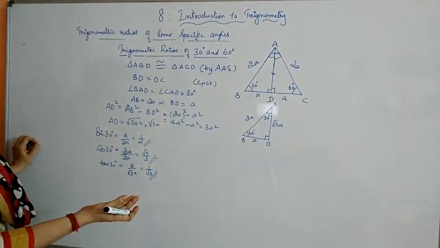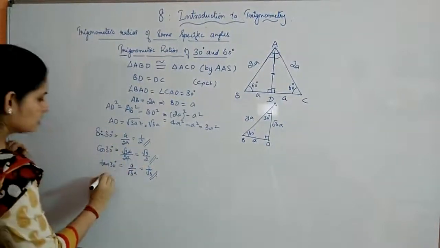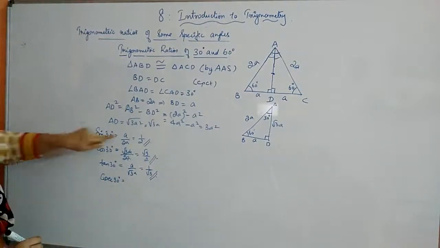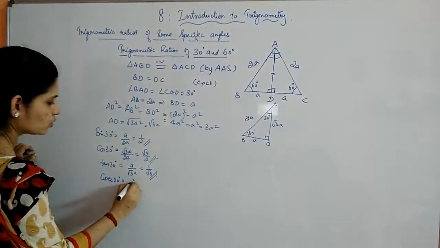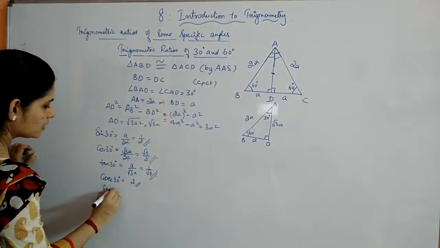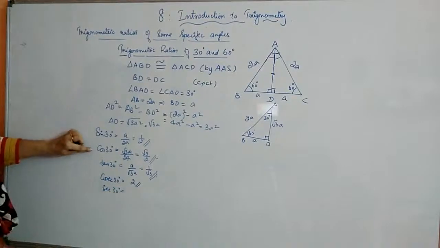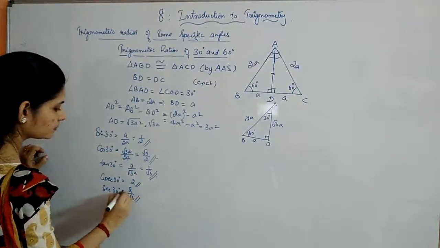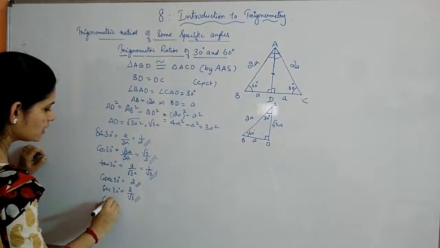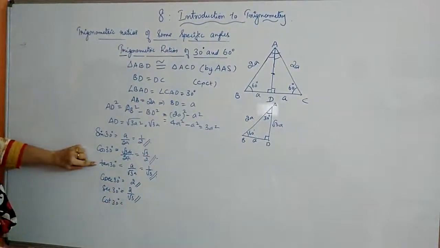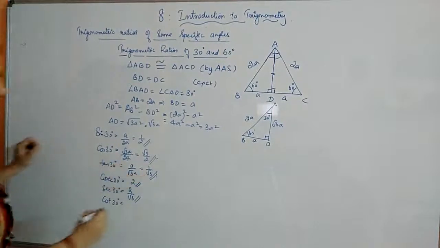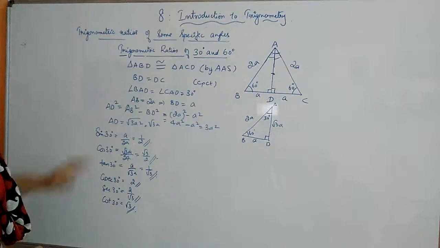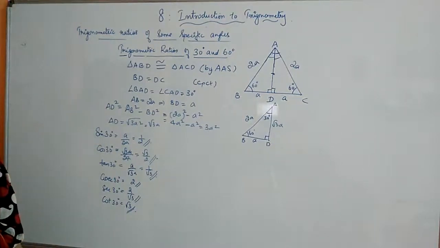Now it is easy to find out the others, that is you will get cosec as the reciprocal of sine. Cosec 30 will be reciprocal of 1 by 2, which is 2. Then sec 30 will be reciprocal of cos 30, which is 2 by root 3. And cot 30 degree will be reciprocal of tan, which is root 3. So these are the corresponding values of the trigonometric ratios related to the angle 30 degree.